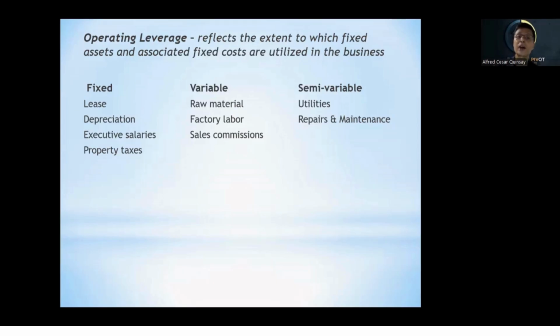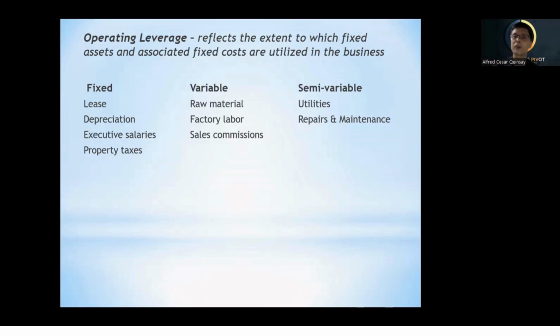And of course, factory labor, sales commission. Of course, this depends on the volume of sales. It will also increase. Also, labor. Some are getting minimum wage. Some are higher than minimum wage.